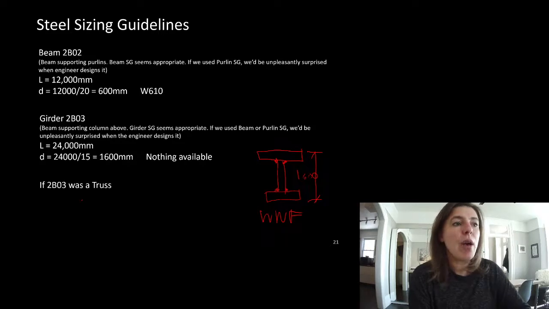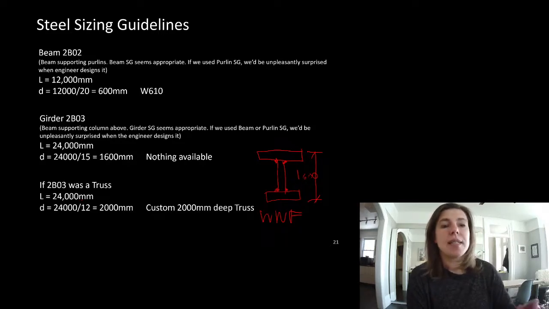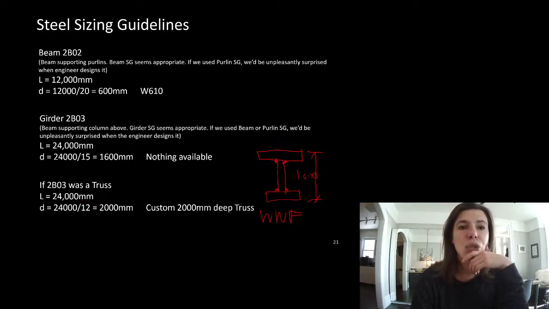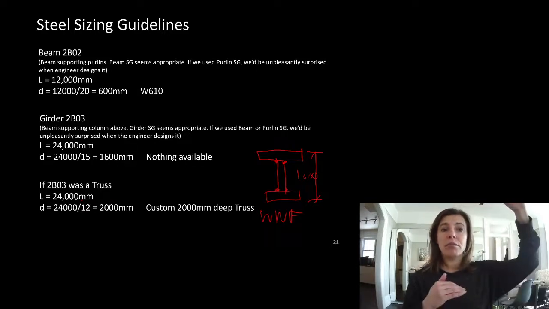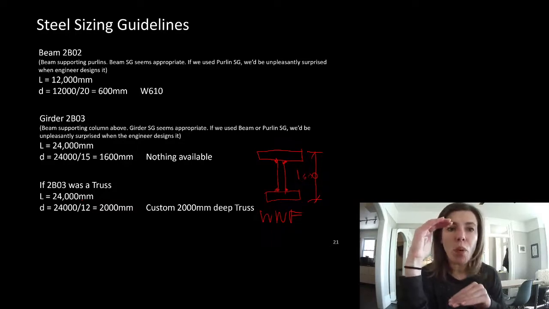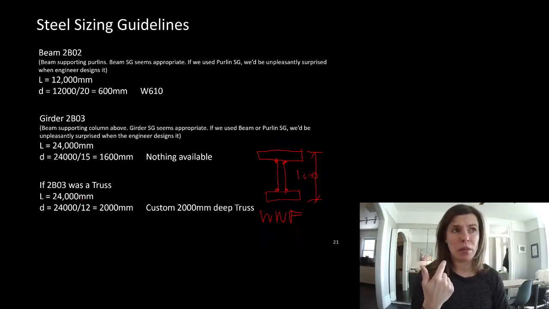So let's take a look at what the truss would need to be. It's the same length, and the sizing guideline is 12. It ends up being deeper. So we have 24,000 divided by 12 gives us 2,000. So a custom deep truss that's 2 meters deep. Now here's the thing. Our floor-to-floor height was 3.2 meters. So that only leaves 1.2 meters. I'm taller than 1.2 meters.